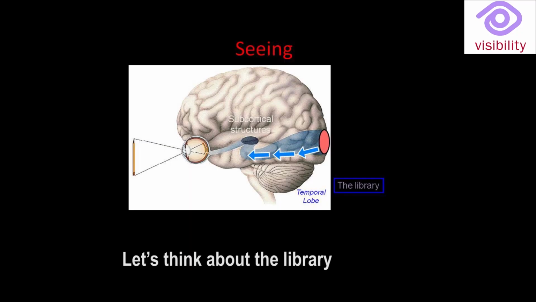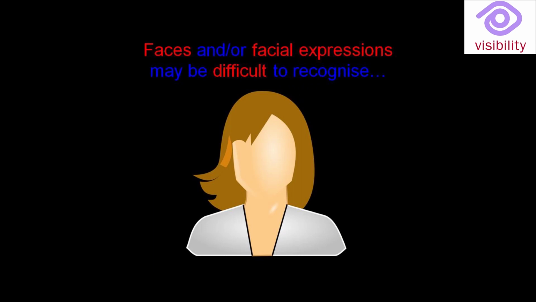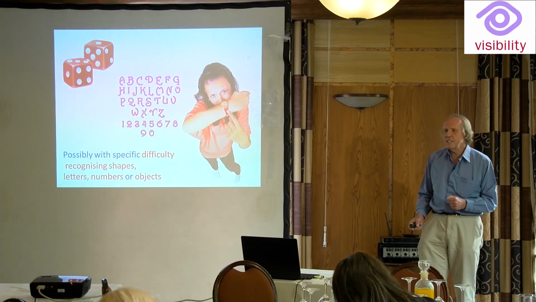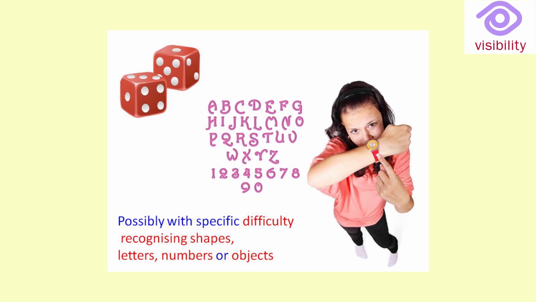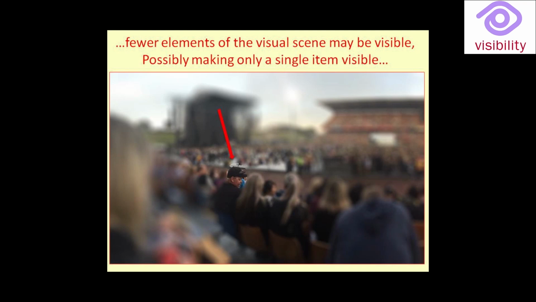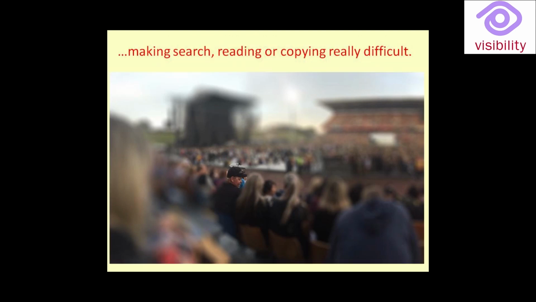Let's think about the library. Faces and/or facial expressions may be difficult to recognise. What does that mean about communication? Possibly with specific difficulty recognising shapes, like the 2 dice shown here, letters or numbers, or objects like the watch. And if the map has bigger voxels, then fewer elements of the visual scene may be visible, possibly making only a single item in the scene visible and the rest blurred, making search, reading, or copying really difficult.